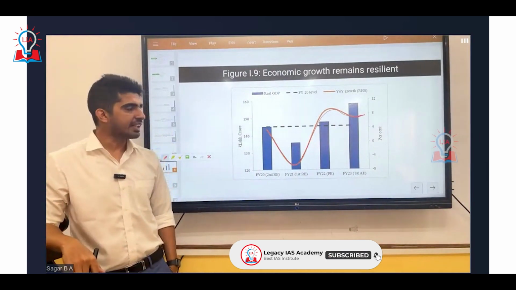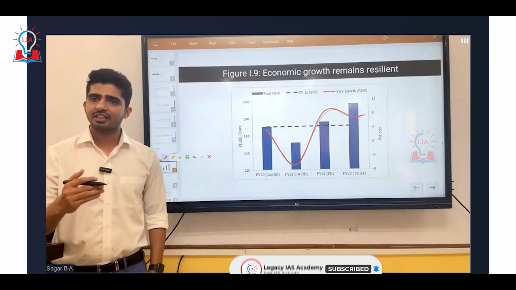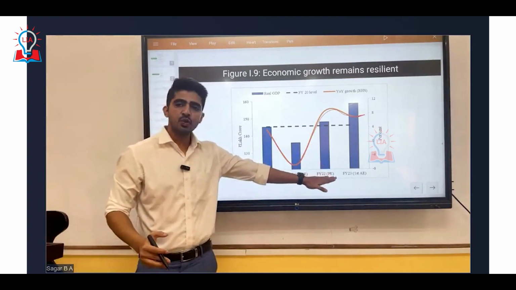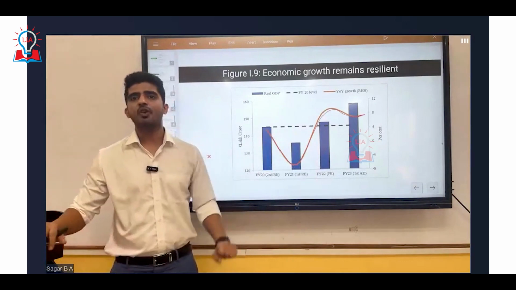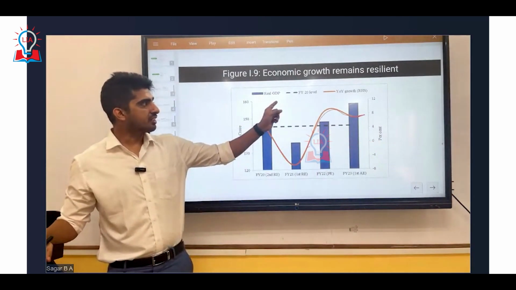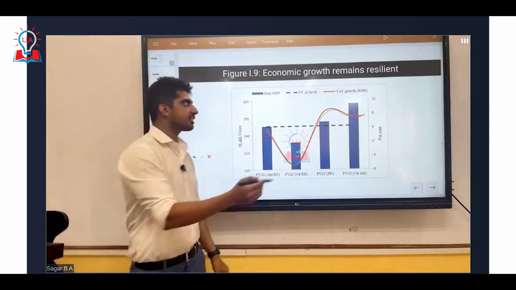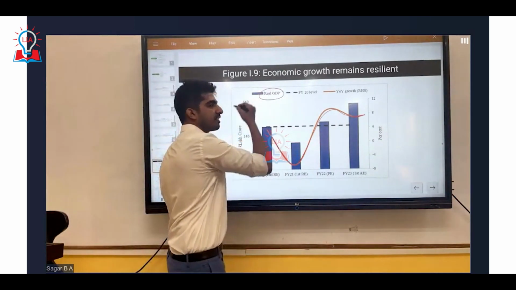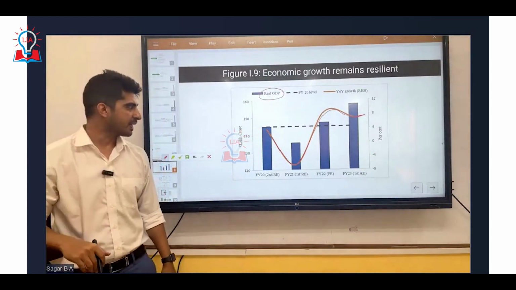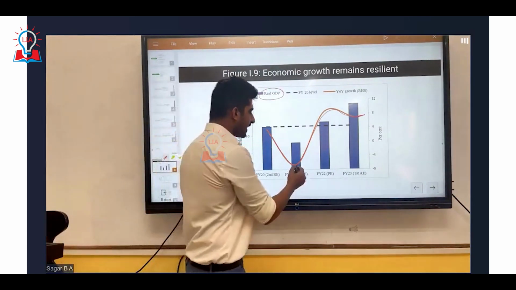All you have to look at is, did we cross the pre-pandemic output level in FY22 itself or not? Yes, we crossed it. What growth is this? Real GDP, not nominal GDP. This is real GDP.